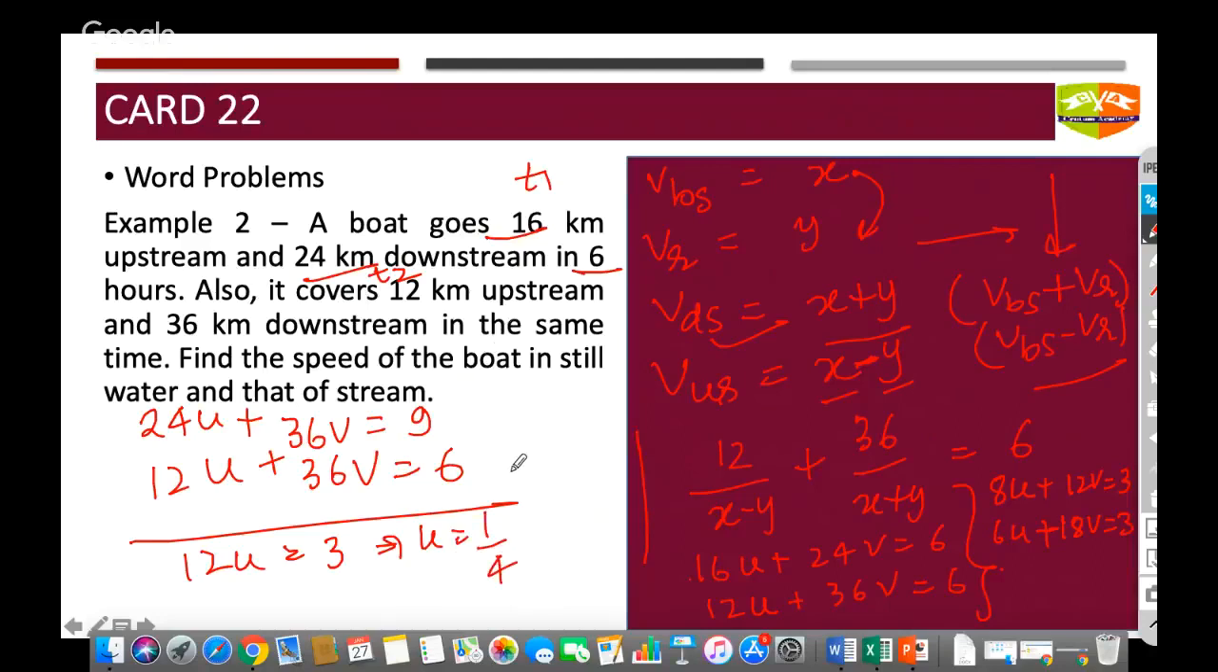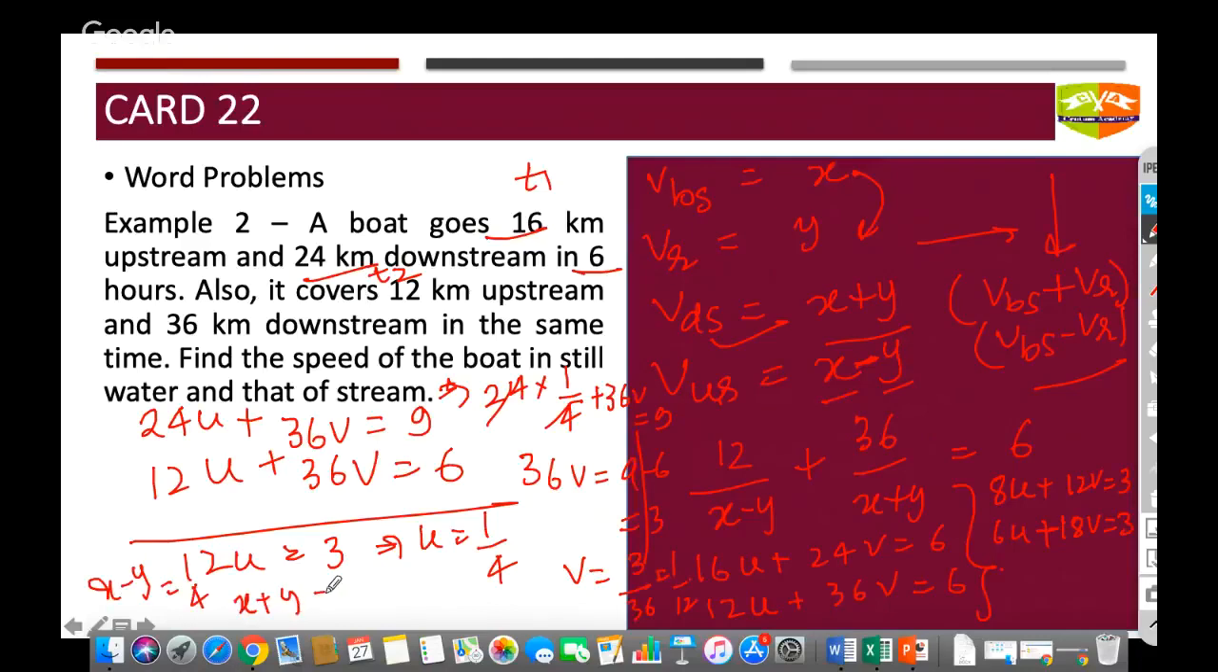Now if u is equal to 1 by 4, what will be the value of v? So 24 into 1 by 4 plus 36v is equal to 9. So 36v is equal to, this comes out to be 6, so 9 minus 6 is equal to 3. v comes out to be 3 by 36, which is equal to 1 by 12. So it means that u was 1 by x minus y. So x minus y is equal to 4 and x plus y is equal to 12. From here, x will come out to be 8 and y will come out to be, one second.